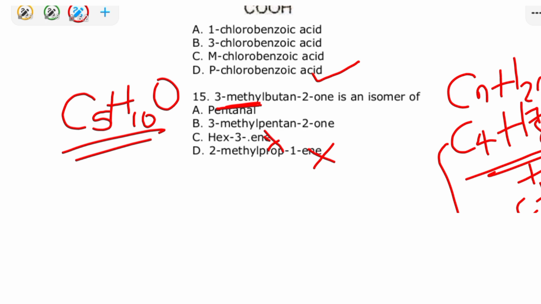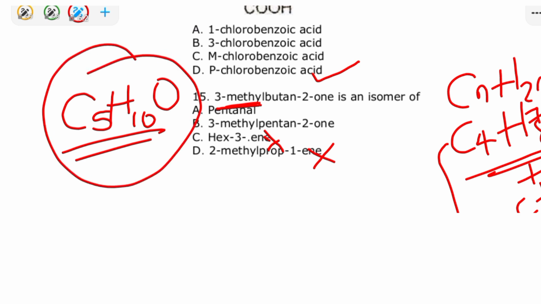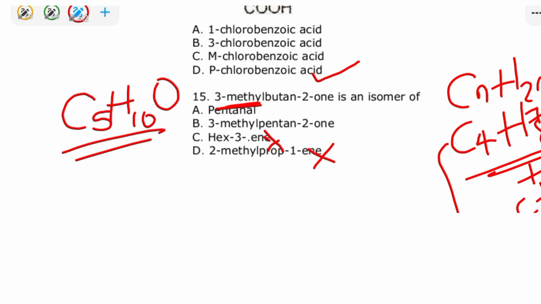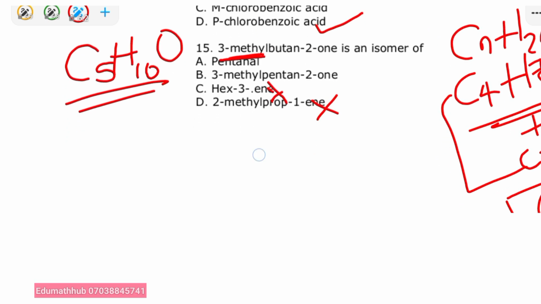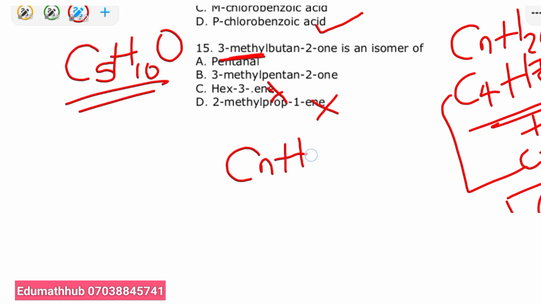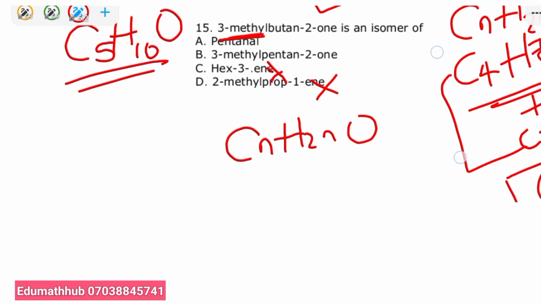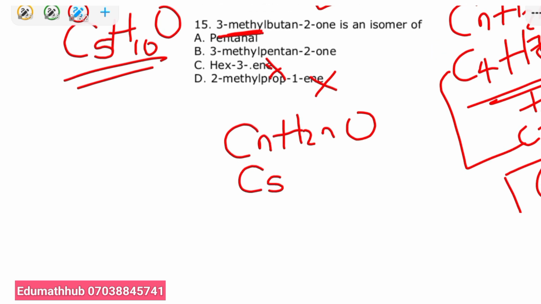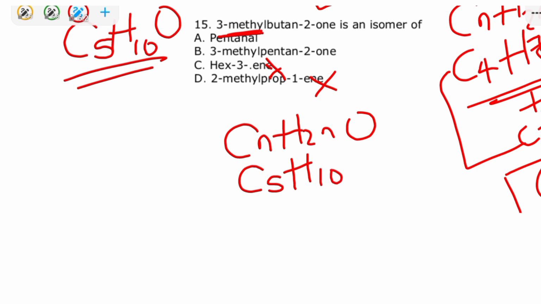3-methyl-pentan-2-one. Now let's check 3-methyl-pentan-2-one. Let's see if the formula will also be C5H10O. Now 3-methyl-pentan-2-one is also a ketone, so you should obey the formula CnH2nO. Since it is pentan, that means it is 5. So we're going to put 5 here. That will give us C5H10O.